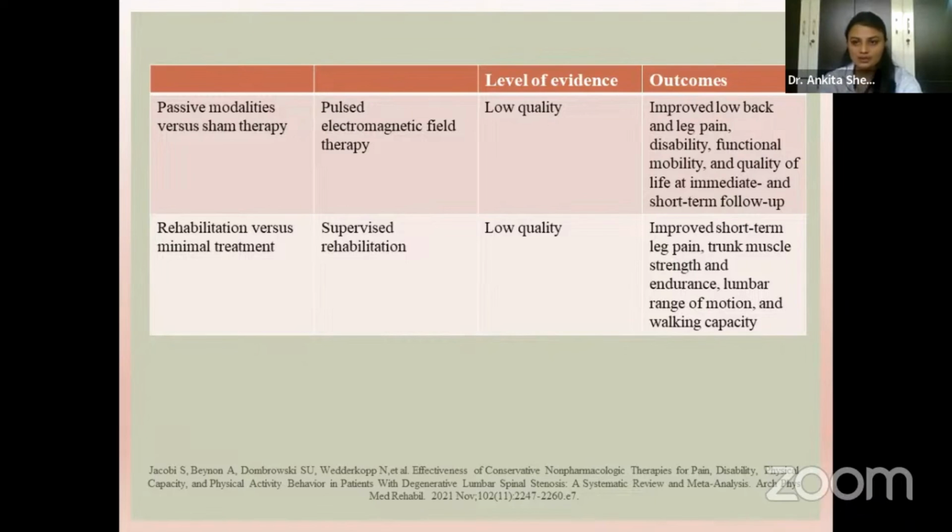Comparison between rehabilitation versus minimal treatment showed that supervised rehabilitation was superior with low quality level of evidence for improving short-term leg pain, trunk muscle strength and endurance, lumbar range of motion, and walking capacity.